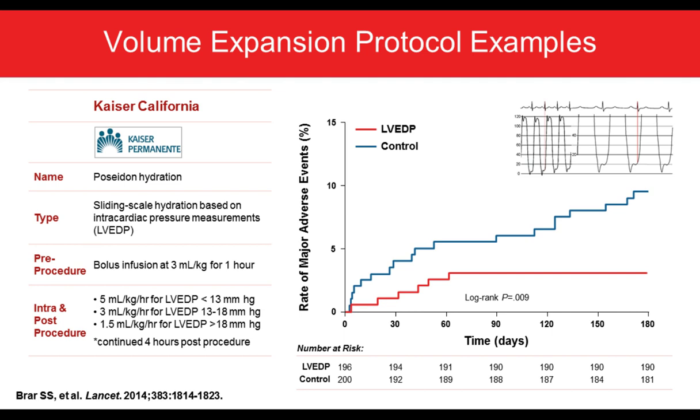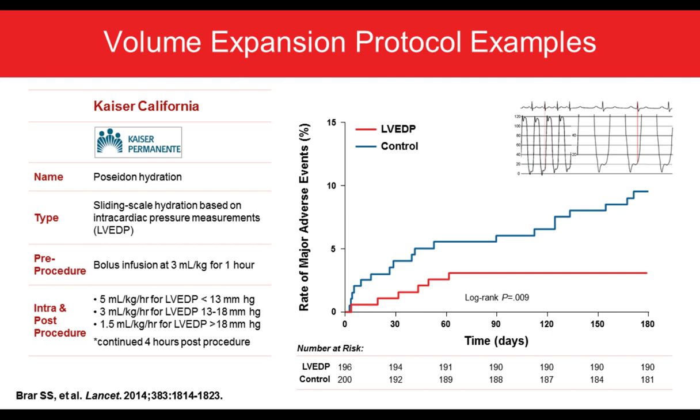And the principle here was to actually measure the filling pressure in the left ventricle, something we do on the vast majority of cardiac catheterizations. And if the filling pressures are high, you're going to give less contrast, and if they're low, you're going to go ahead and give more volume for volume expansion. So, does this strategy actually work?